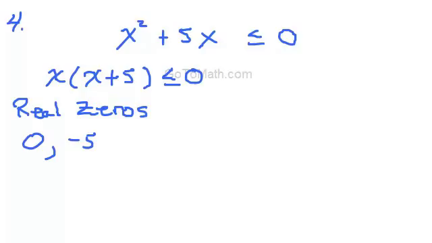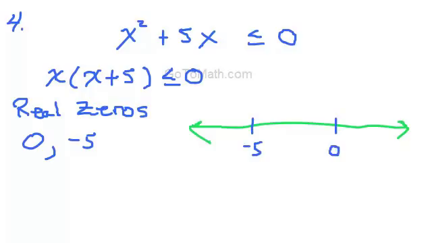So we set both these factors equal to 0. And I'm kind of skipping that step, hoping that you know that. So there are some intermediate steps that I'm not really taking, assuming that you already know those intermediate steps. So let's go ahead and we'll put negative 5 right here, and we'll put 0 right there. Okay, now let's pick some test points.